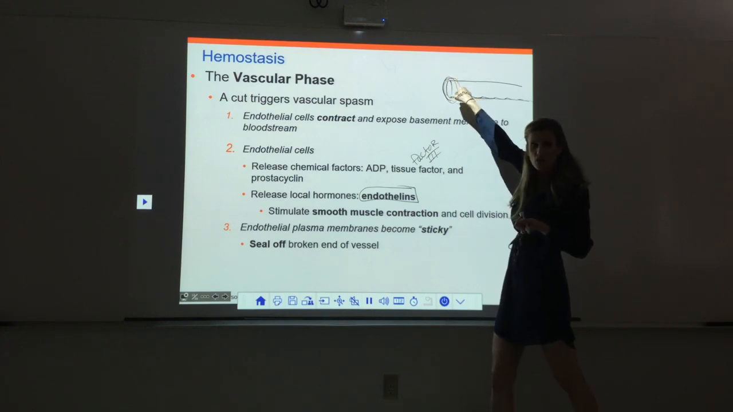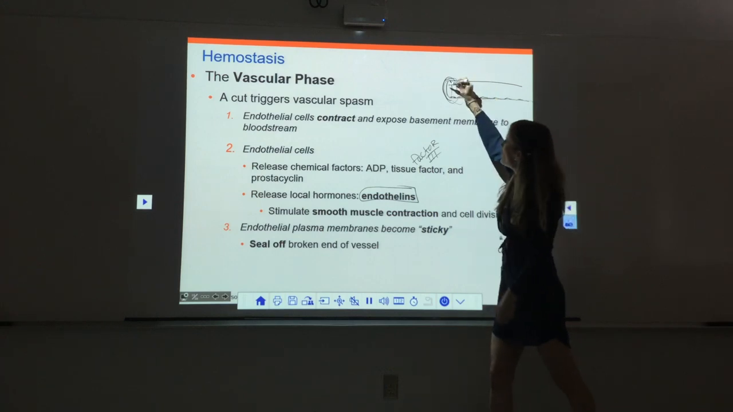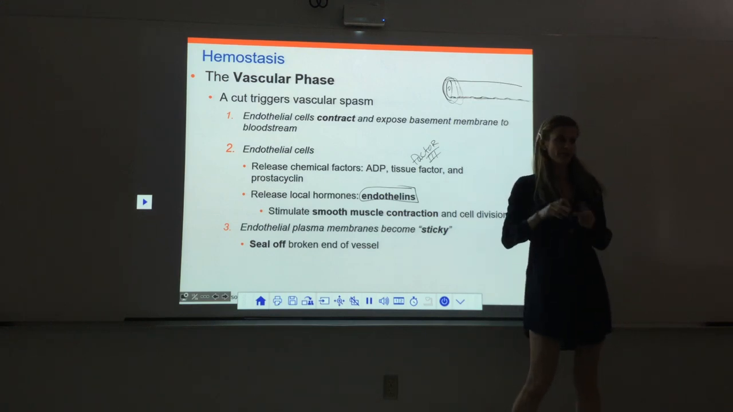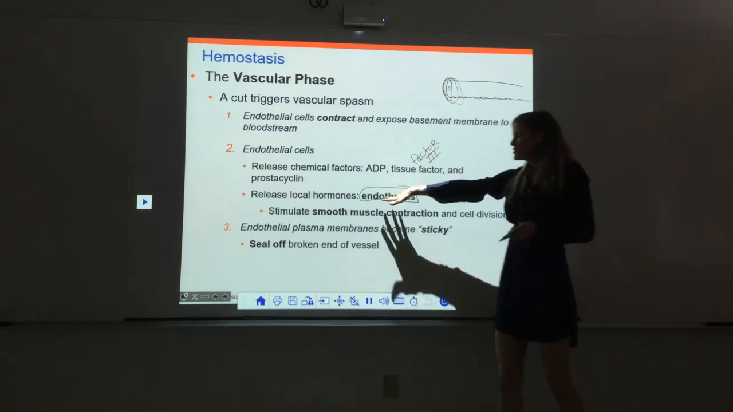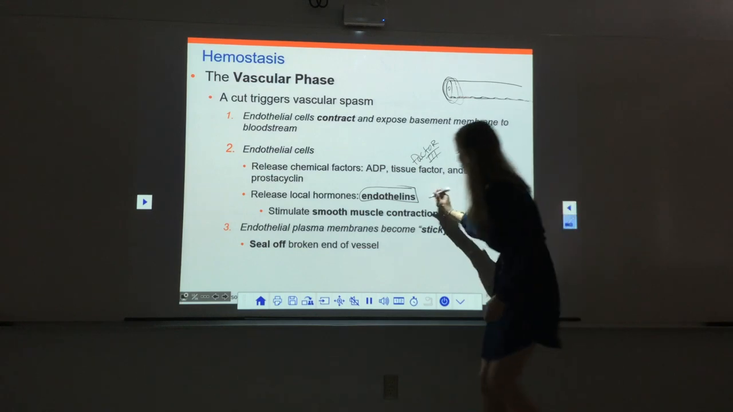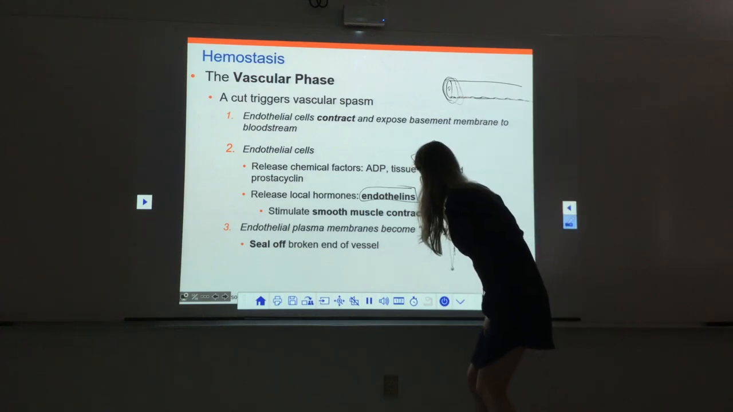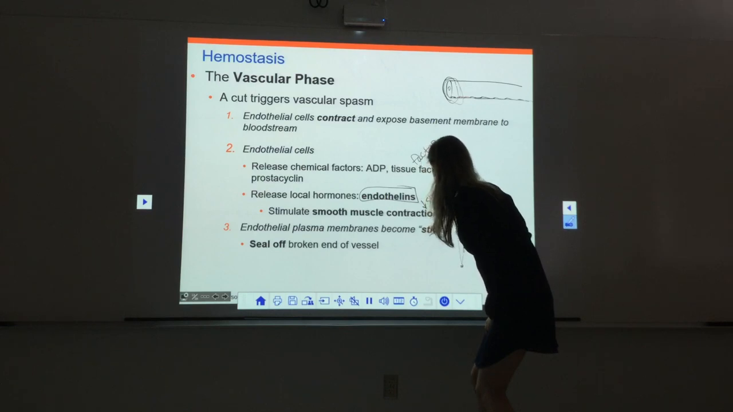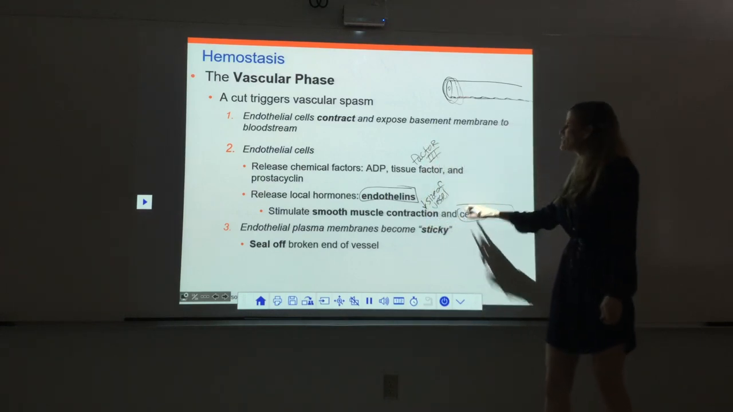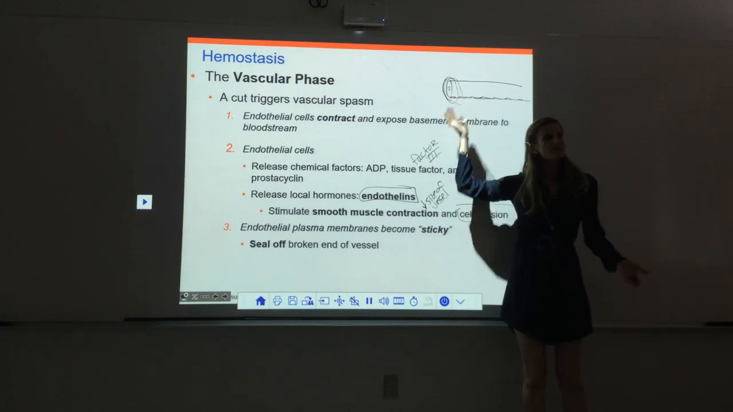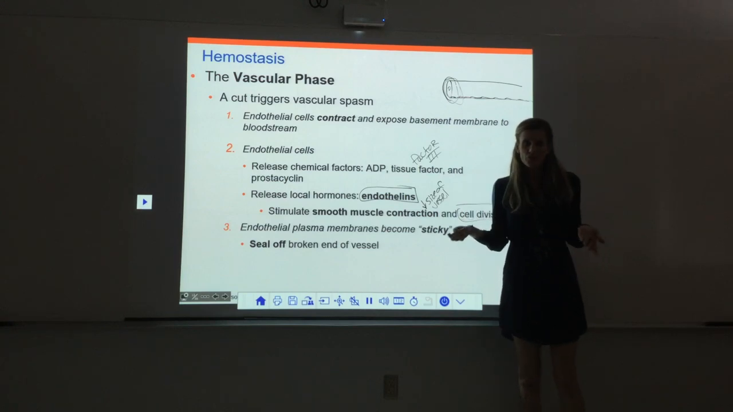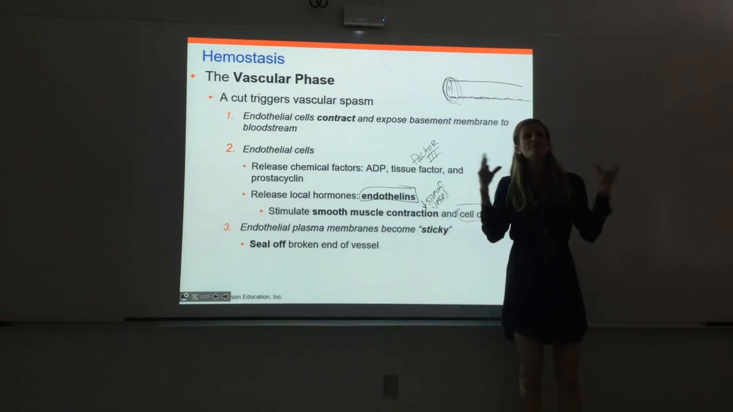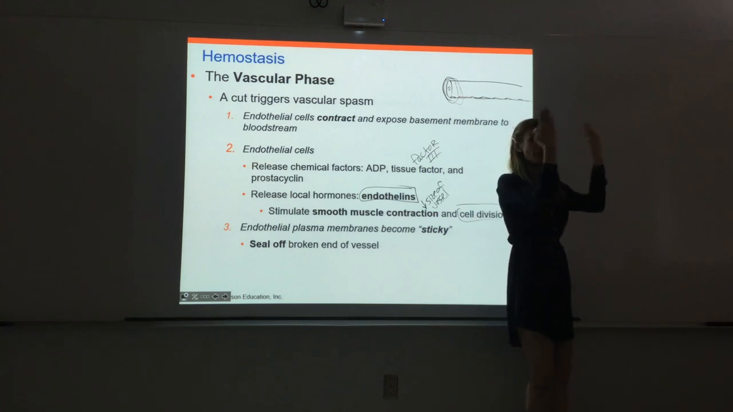That constricts the vessel. Obviously, if the vessel was this big and then we squeeze it and it's now only this big, you're going to lose a lot less blood. You're going to lose more blood through something this big than if you squeeze it and make it that big. So the endothelins cause a smooth muscle contraction to decrease the size of the vessel, and they stimulate cell division of these endothelial cells. We said that the vessel is lined with endothelial cells. If I break the lining, I'm going to have to replace it somehow. You replace it with new endothelial cells. So you stimulate cell division so that you can have new cells to patch up that broken area.